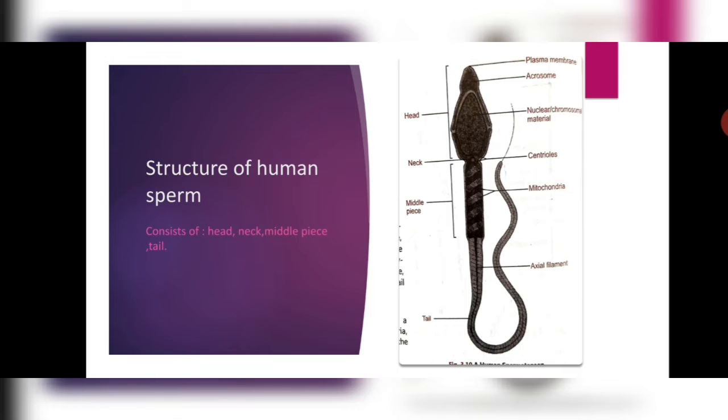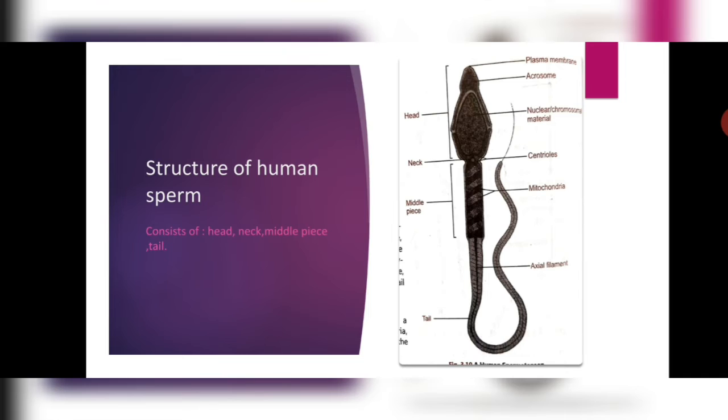Let us now read the structure of a sperm. It consists of a head region, neck, middle piece, and tail. The head is the enlarged end of the sperm, which contains a large haploid nucleus. It is also covered by acrosome, which contains certain very important hydrolytic enzymes, which will later on help this sperm to dissolve the membranes of the ovum during fertilization.